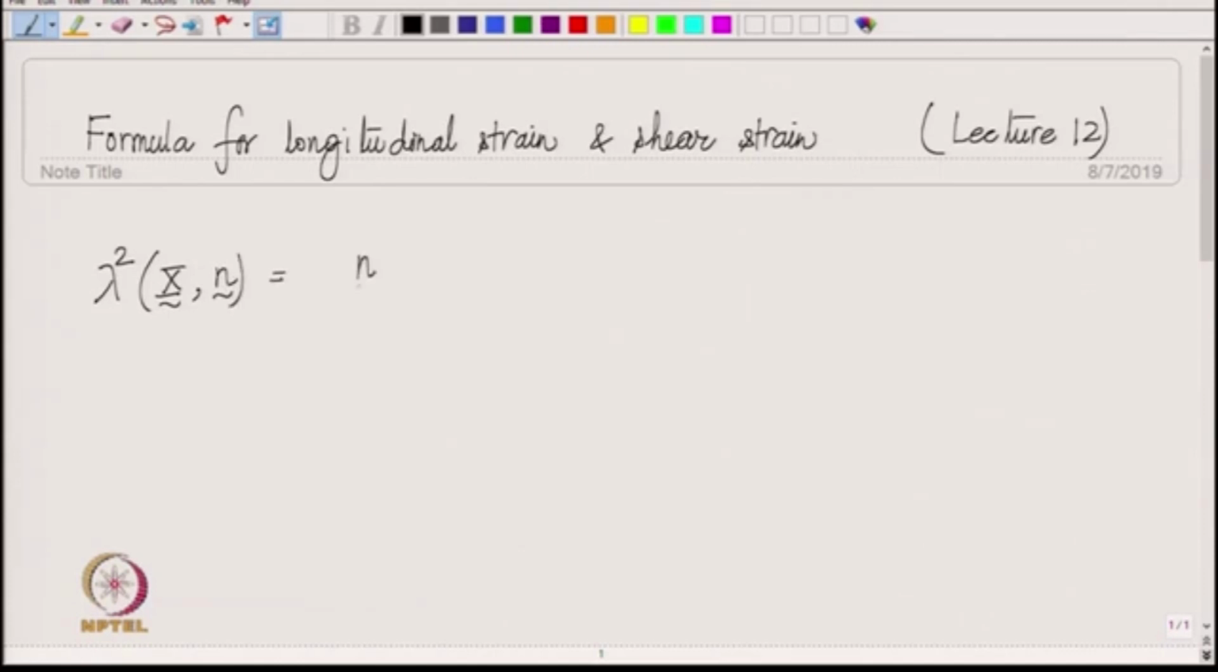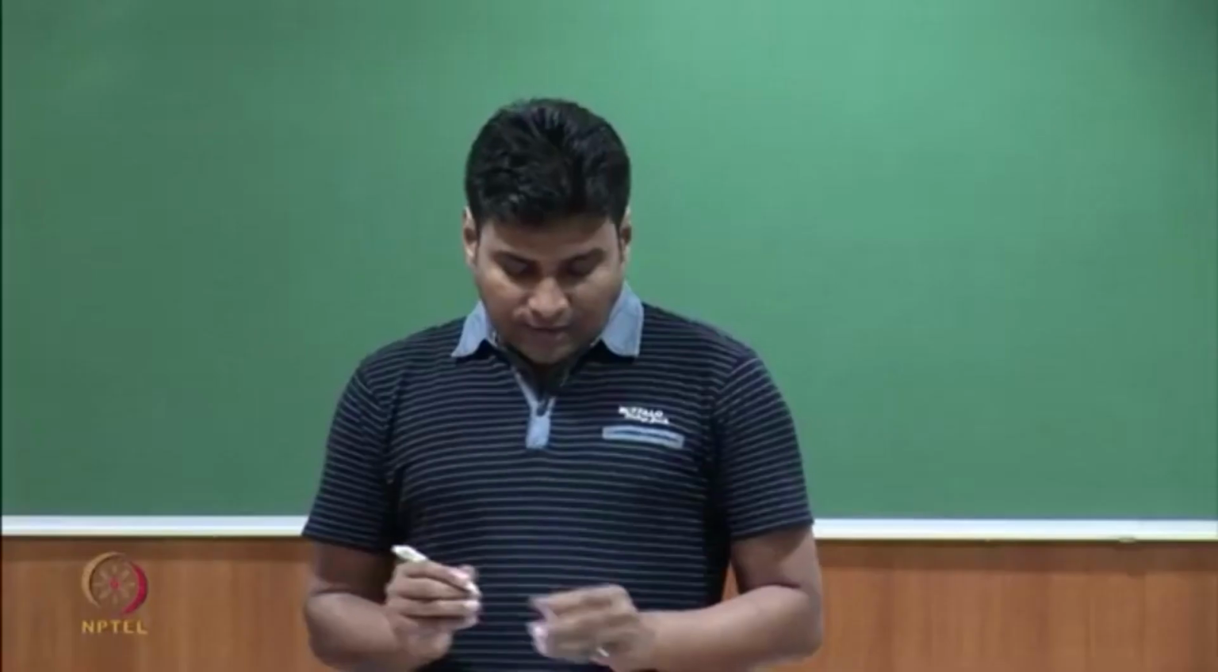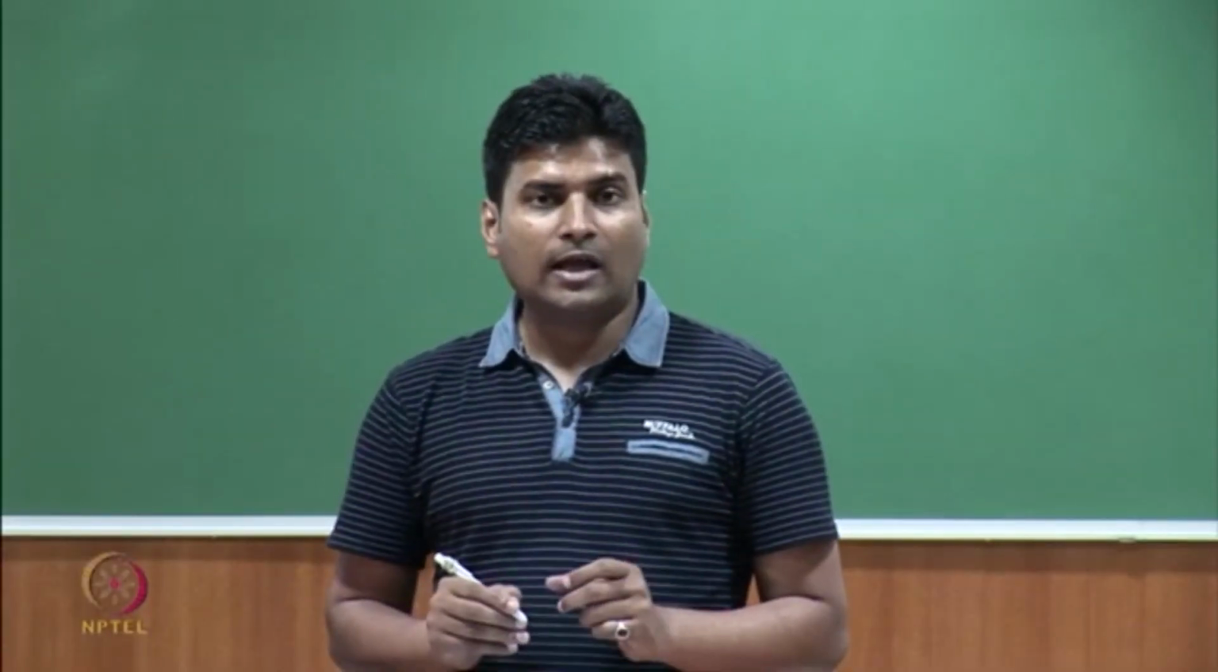was equal to n dot identity plus grad u plus grad u transpose plus grad u transpose into grad u into n, plus this delta x term. Okay. So, that is the formula for stretch, and you remember.